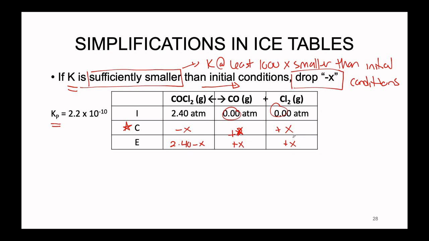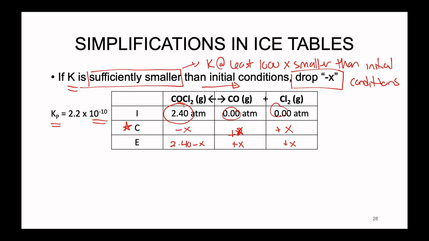Now, before setting up any type of complicated mathematical calculation, let's observe our K. We can see that our K here is very, very small, right? 10 to the negative 10. Our question: is this K at least 1,000 times smaller than the initial condition that we are presented with? And the answer here is most definitely yes. It is over 1 billion times smaller than the initial condition. Our K, 10 to the negative 10, is so much smaller than this 2.4 atmospheres.